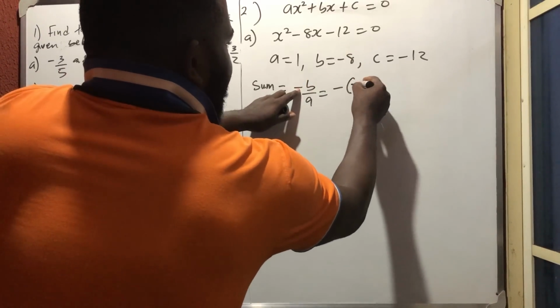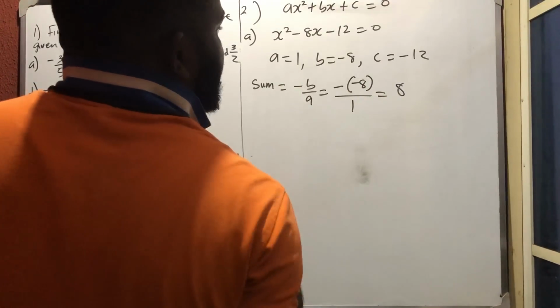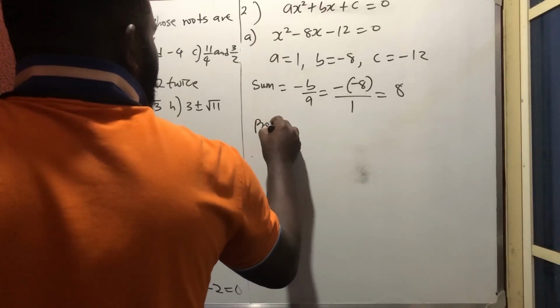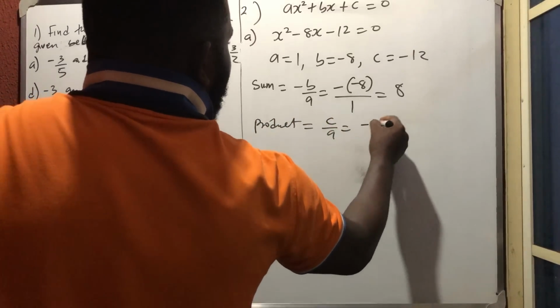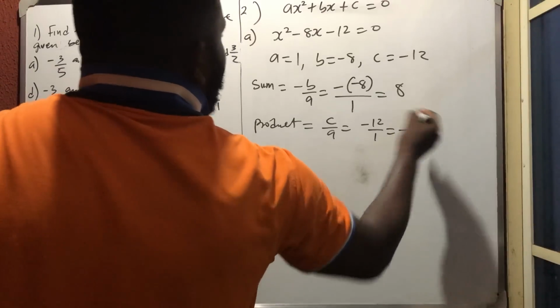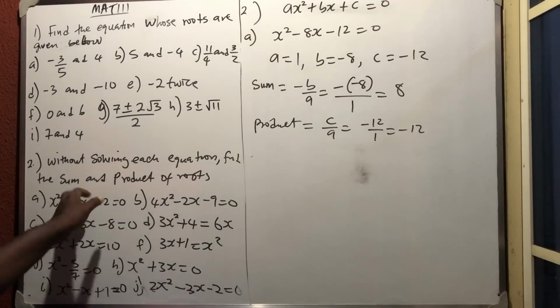Then my b is minus 8. Then over a is what? 1. So which will give me just 8. Okay? So the product formula is what? C over a, which is what? Minus 12 over 1, which is minus 12. Okay? So that is what they say we should find. We should just find the sum and the product.